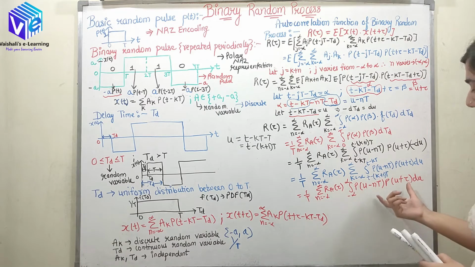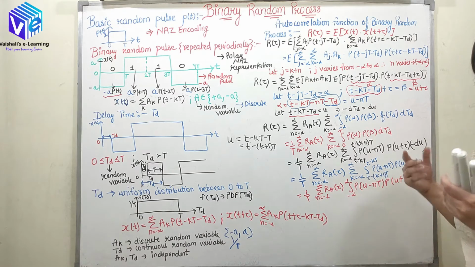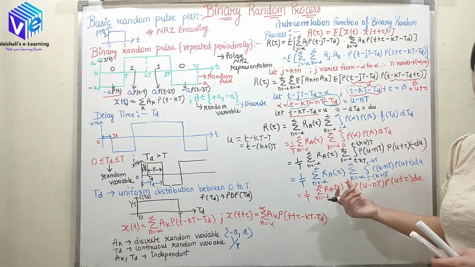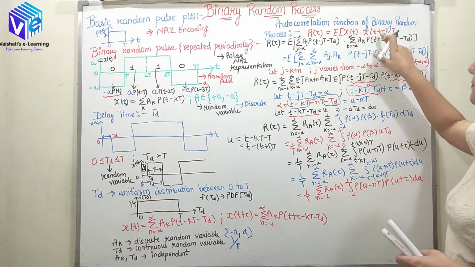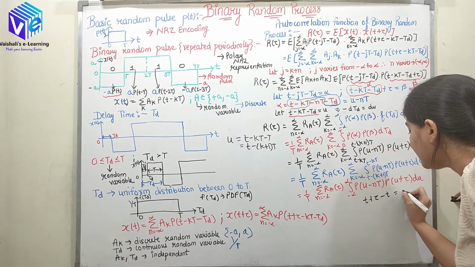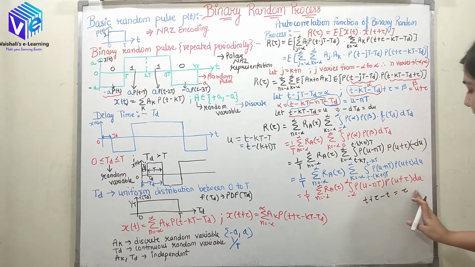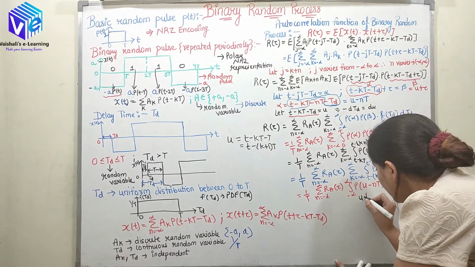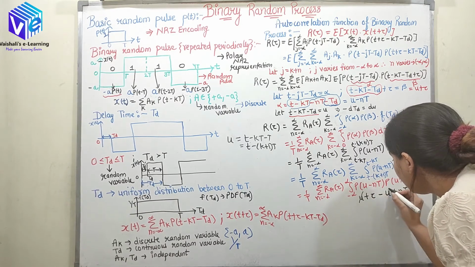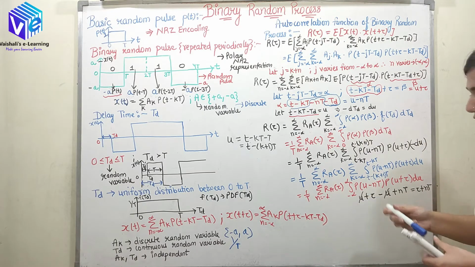Now what is this? This is also the autocorrelation function of the pulse. How did I used to find the shift factor of the autocorrelation function? The factor would be this minus this. So t plus tau minus t is equal to tau. So here I need to find the factor: u plus tau minus (u minus nT). So now it would be tau plus nT. So this is also the autocorrelation function of the pulse.